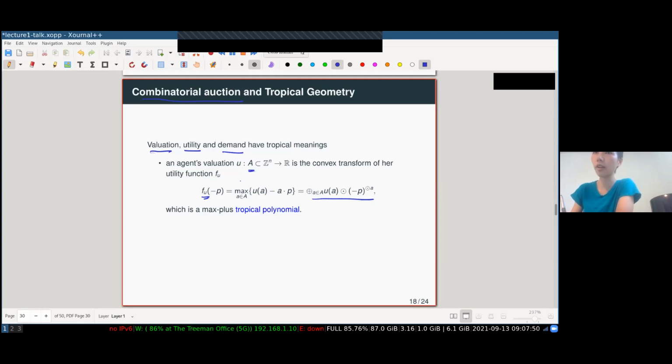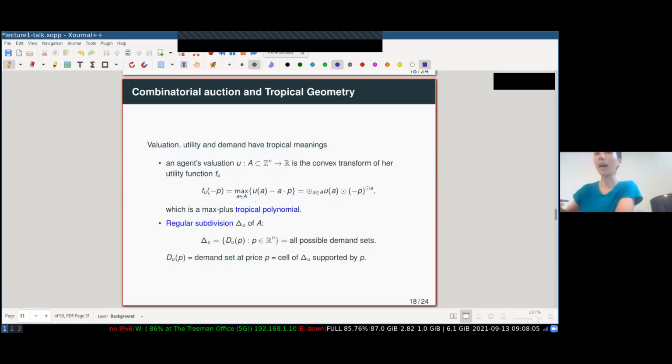If I take the convex transform of that tropical polynomial, then I get these points A downstairs, lifted up to a height U_A, and I take the convex hull of that. That's exactly the picture we saw before. Now if I take the regular subdivision, which means I take the convex hull and project it back down to my set of points, then delta U is the collection of possible demand sets, where the demand set at price P is the cell of this subdivision supported by P. So everything we have talked about so far in economics terms has a really nice interpretation in the tropical world.